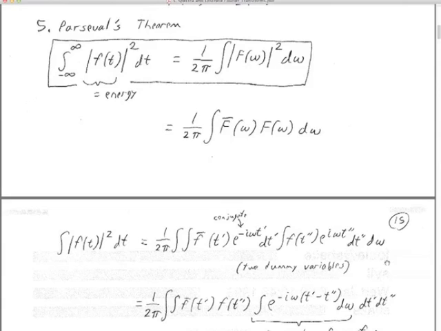All right, basically saying that we're conserving energy when we do a Fourier transform. You integrate over all the Fourier transform components, and here you have to include the scale factor. And you sum up the energy in the time series, you get the same amount of energy.